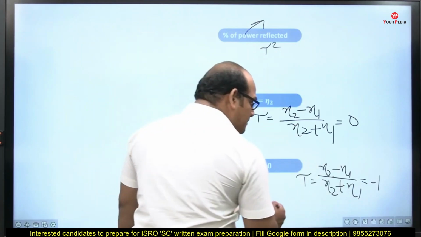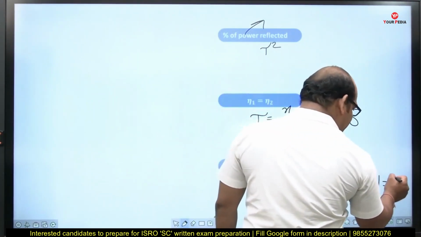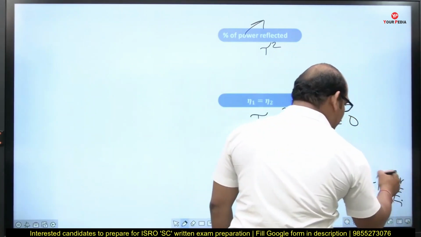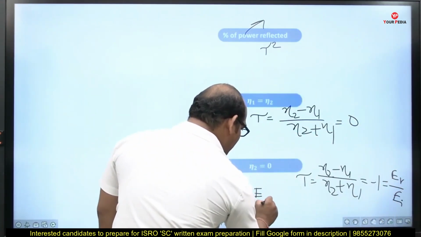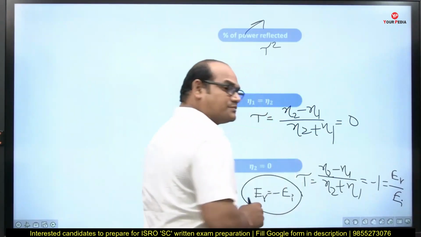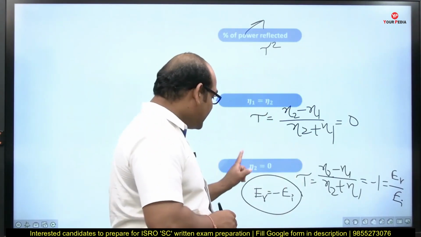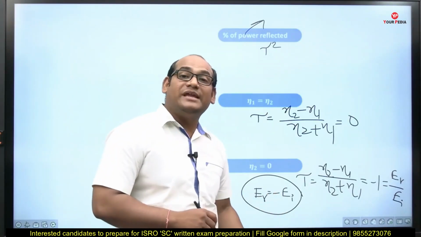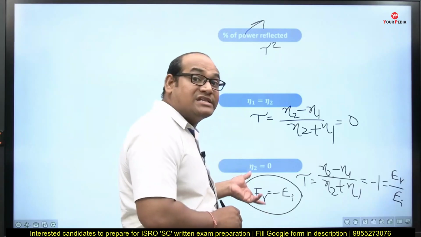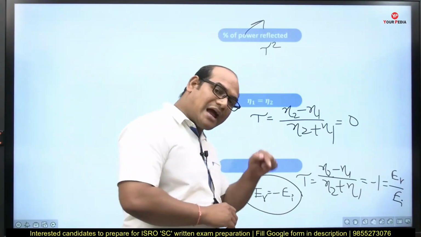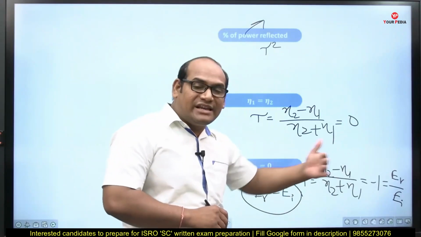Tau is equal to minus 1, now what is the basic definition of tau? ER by EI. So if you cross multiply this one, you will get ER is equal to minus EI. So what is the meaning of this one? In magnitude these two are the same, but here a minus symbol is there. What is the meaning of that one? The reflected wave is 180 degrees out of phase with the incident wave. Okay, so in magnitude this is 1, that means completely reflected.